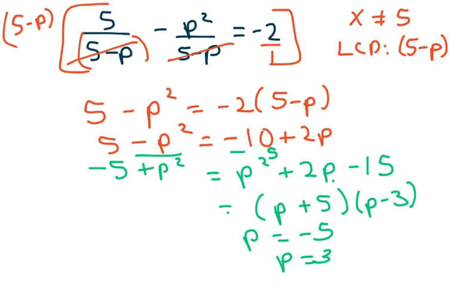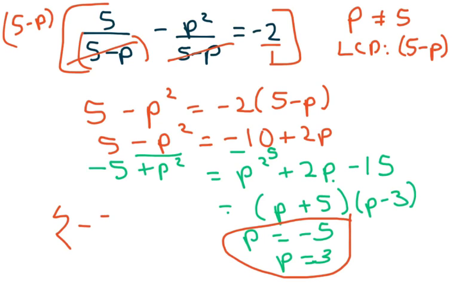And what I should have written here is p, not x. So p can't be 5. All right. Well, we don't have p as 5. We have p as negative 5. So this is good to go. And our solution set would therefore be negative 5, comma 3.